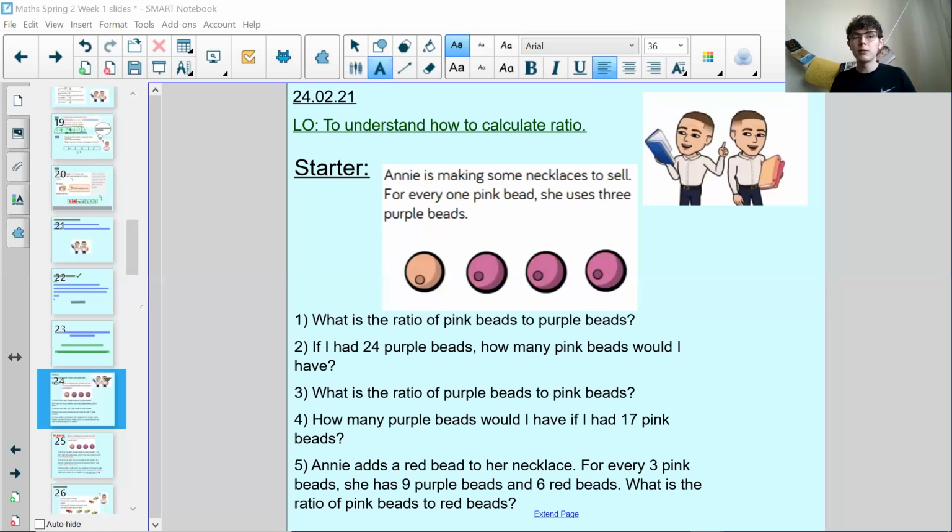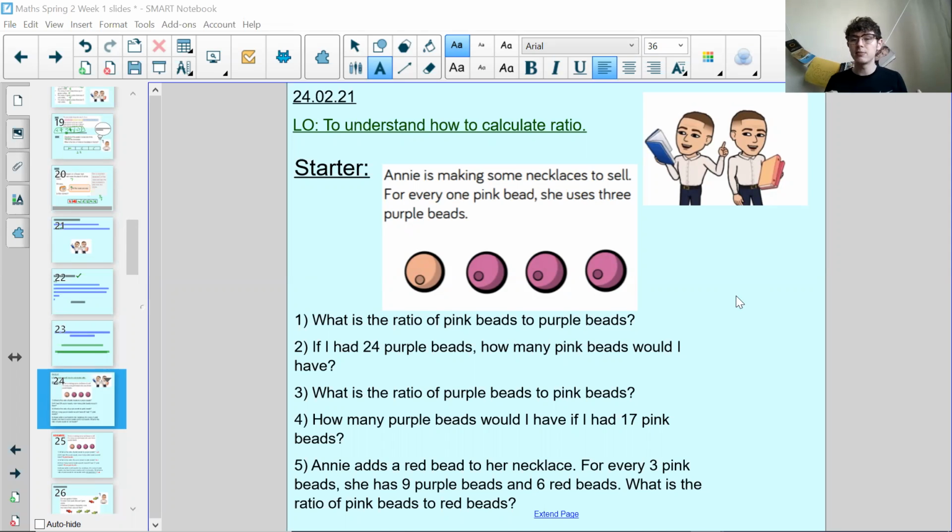So today is Wednesday, the 24th of February, and once again, we're continuing on with ratios. So let me just start to share my screen. Our learning objective today is to understand how to calculate ratio. Your starter is a little ratio starter, a little recap.